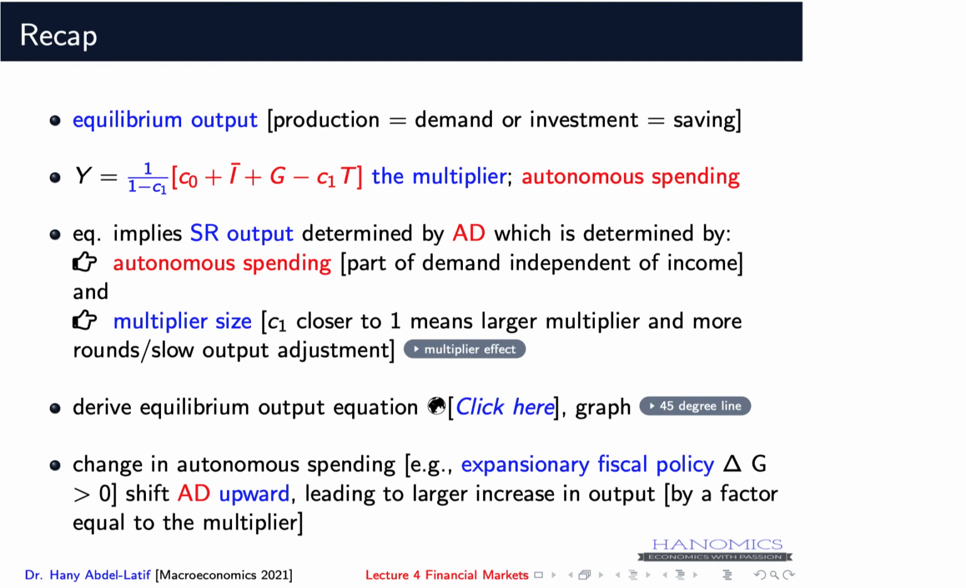And the multiplier here, again, is 1 over 1 minus C1. The size of this multiplier depends on the value of the marginal propensity to consume, which is C1. C1 cannot be more than 1, so it's between 0 and 1. If C1 is closer to 1, that means a larger multiplier, and it will also take more rounds, or a longer time, of adjustment until we reach the equilibrium output.